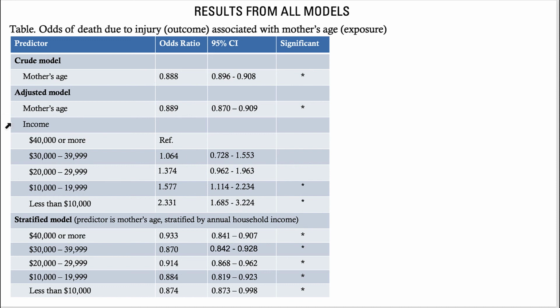Here you can see in the adjusted model, we've also added income. We've adjusted the association between mother's age and injury death by income. You could also interpret these numbers as the association between annual income and odds of death due to injury adjusted for mother's age. Finally, here are the results from the stratified model, where in each of these categories, we have the association between the exposure, mother's age, and outcome, death due to injury.